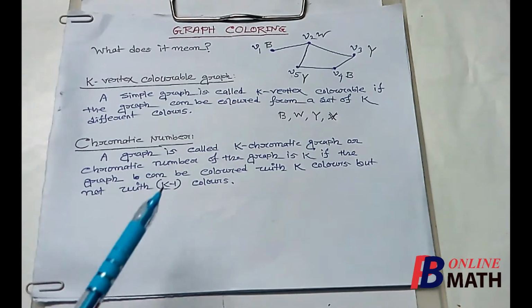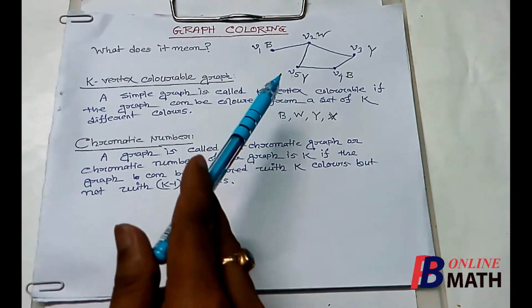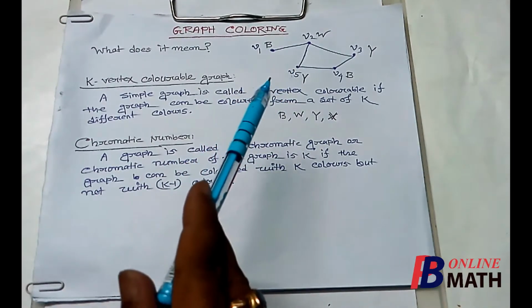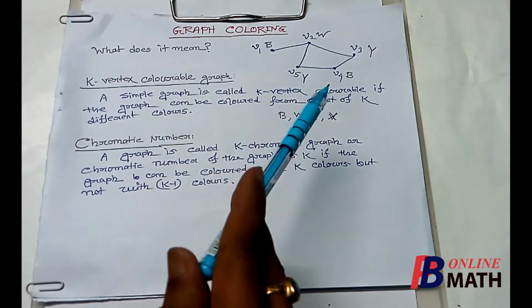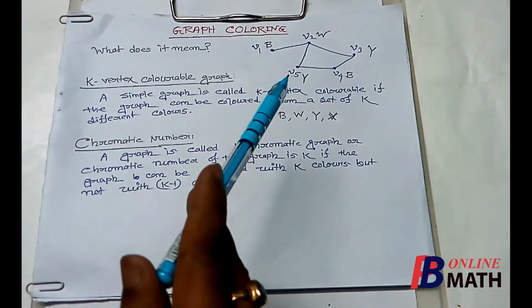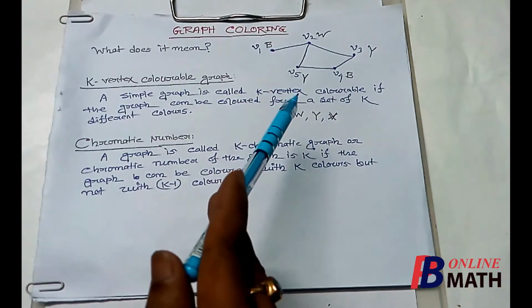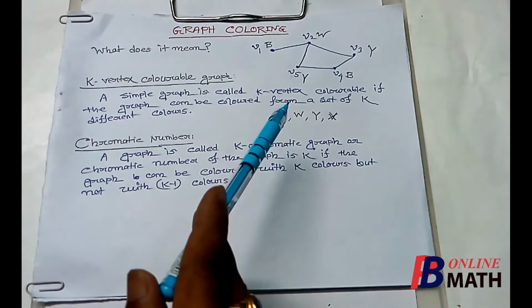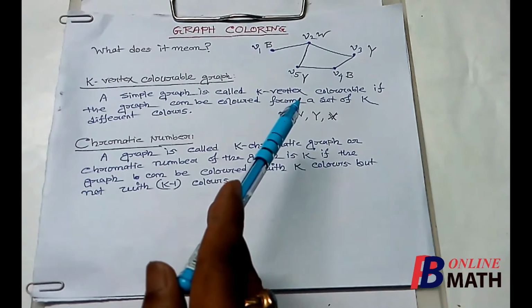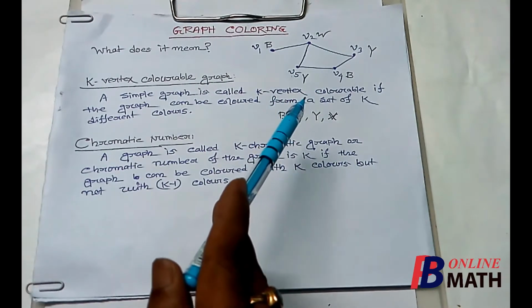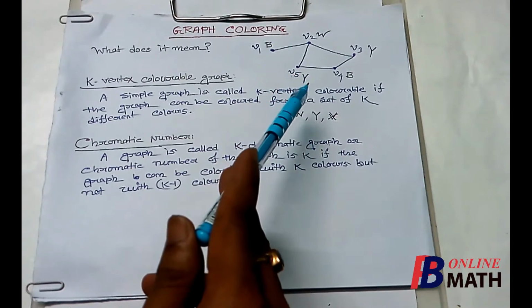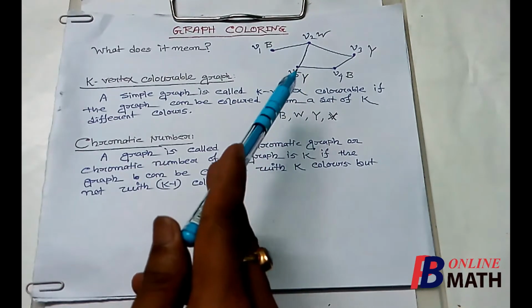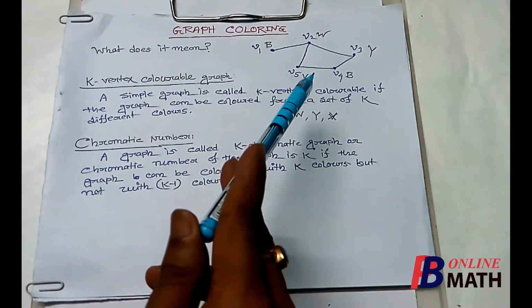Now let us find the chromatic number of this graph. We have already shown that this graph can be colored with only 3 colors. So the chromatic number of this graph will be less than or equal to 3, because the chromatic number of a graph is the least number of colors required to color the graph. Next, the question is, can we color this graph with only 2 colors?